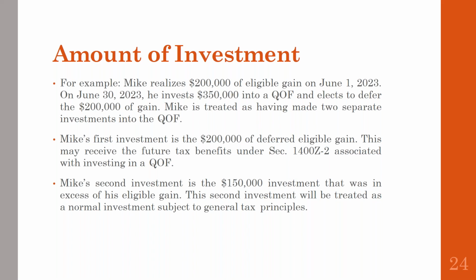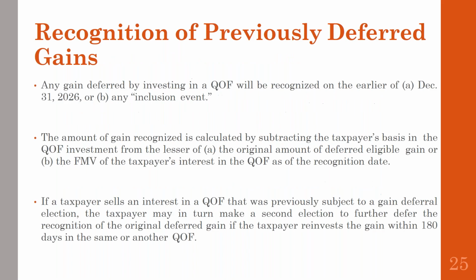So again, you're going to get the benefits of being in the qualified opportunity fund, qualified opportunity zone, just being part of this program. The second investment, the $150,000, is just going to be treated as a normal investment subject to general tax principles. So there's no penalty for making an over investment. It's just you don't get the benefit of all the items that you would when you think of making an investment in a qualified opportunity zone.